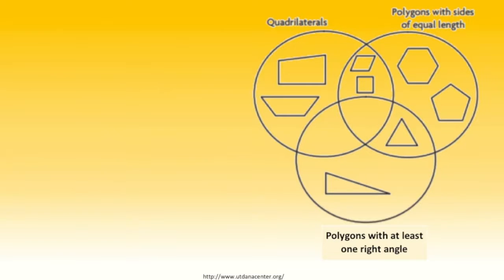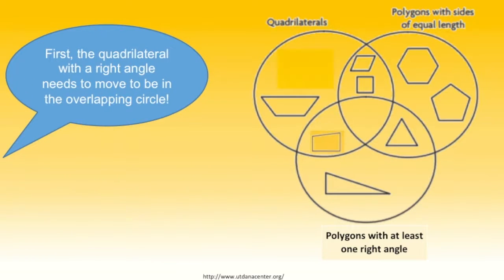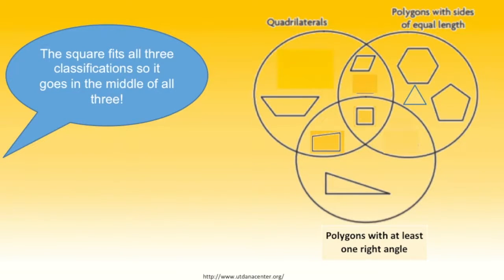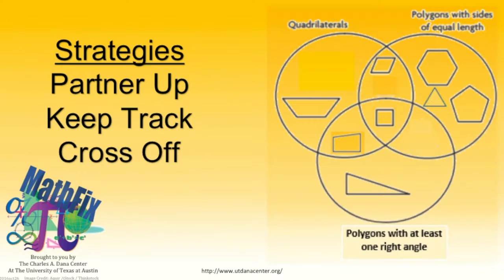The second part of the math fix is much more challenging. Now imagine the triangle category is renamed. After the renaming, which shapes need to move and where do they need to move? First, the quadrilateral with the right angle needs to move. Then the equilateral triangle needs to move. Finally, the trickiest of all, the square needs to move. The square is a quadrilateral with all sides equal length, and it has at least one right angle. The square needs to be in the space that shows all 3 circles overlapping.